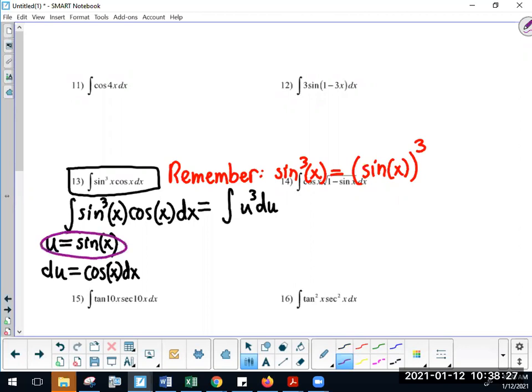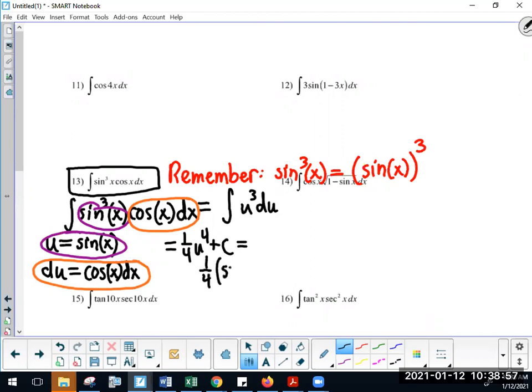So u is going to be sine of x, cosine of x dx. That is going to be du. So after substituting, I have the antiderivative of u cubed du, which is 1/4 u to the 4th power plus c. Or 1/4 times sine of x to the 4th plus c.